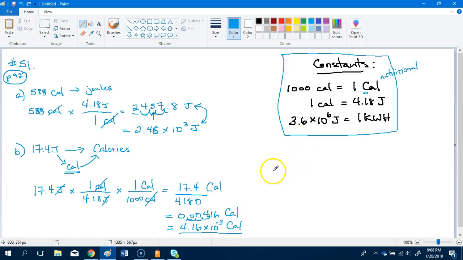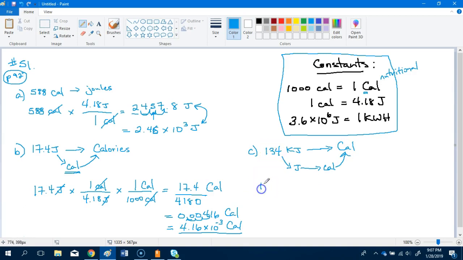So the next one is C. And C is convert 134 kilojoules to nutritional calories. Now for this one, we first have to go from kilojoules to joules, and then from joules to regular calories, and then from regular calories to nutritional calories. So I'm going to be multiplying by 2 conversion factors to get to this nutritional calorie.